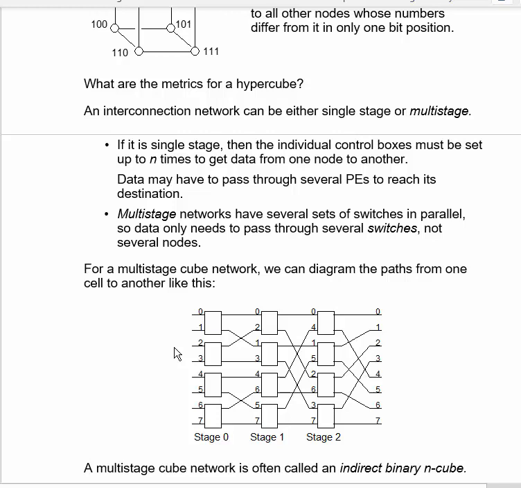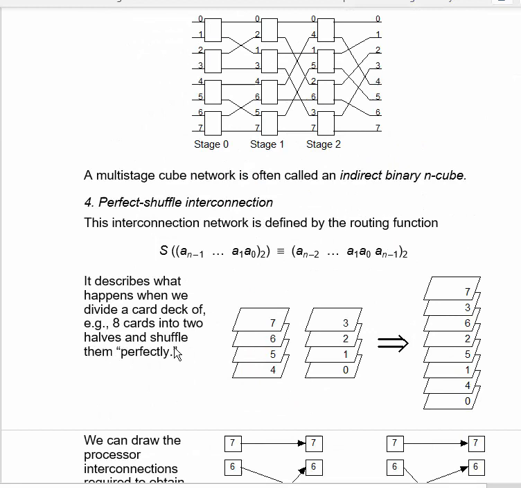Here's a multi-stage cube network that shows the paths from one node to another. Now, each of these switches can either be set to pass through or to cross over. So, in other words, if you set all the switches to pass through, you can connect processor 0 to memory 0. If you set all of these switches to cross over, you can connect processor 0 to memory 7. A multi-stage cube network is often called an indirect binary N-cube.